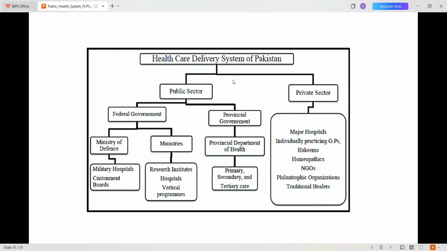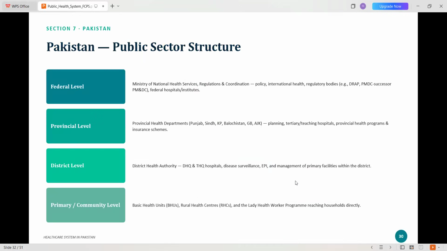So this is the healthcare delivery system in Pakistan, which includes the public and the private sector. The public sector is further divided into the federal government and the provincial government. The provincial government includes the provincial department and then the primary, secondary, and tertiary levels. The federal government includes the Ministry of Defense and other ministries. The Ministry of Defense has military hospitals, whereas the research ministries include research institutions, hospitals, and vertical programs. The private sector includes major hospitals, GP practitioners, Hakims, homeopathic practitioners, NGOs, philanthropic organizations, and traditional healers.